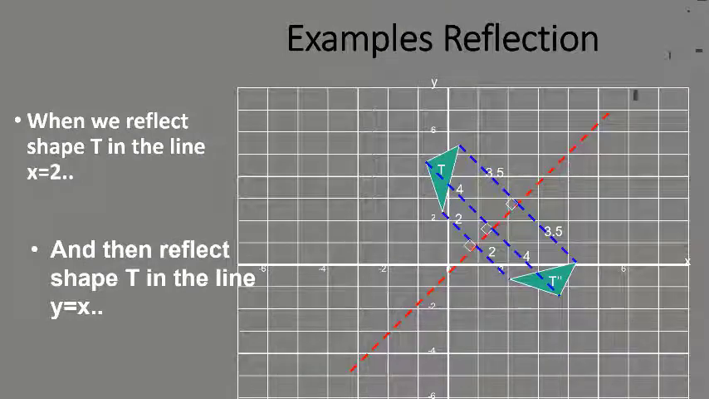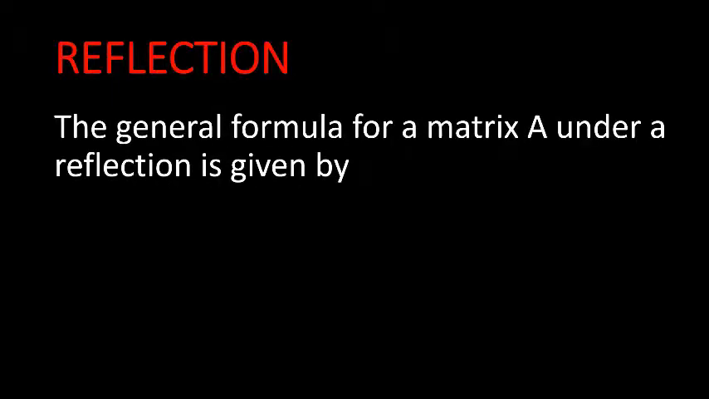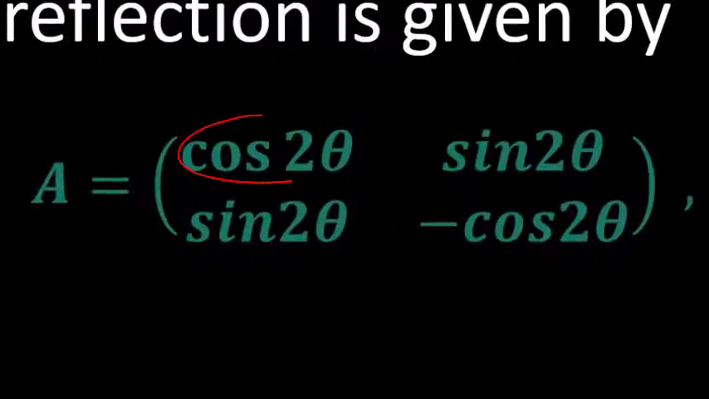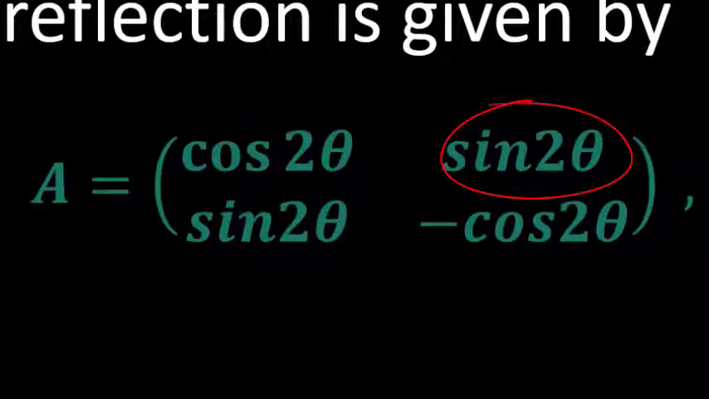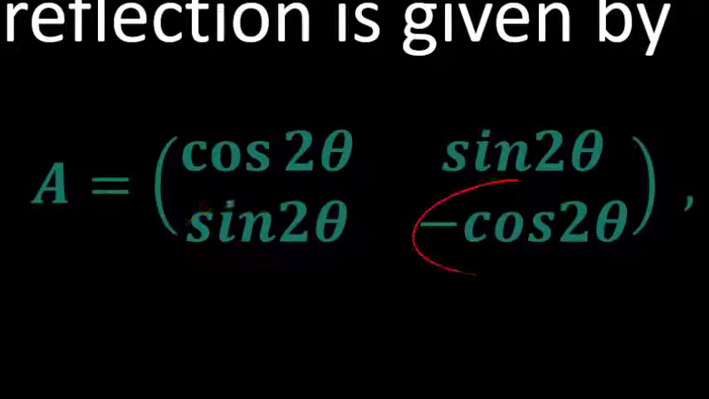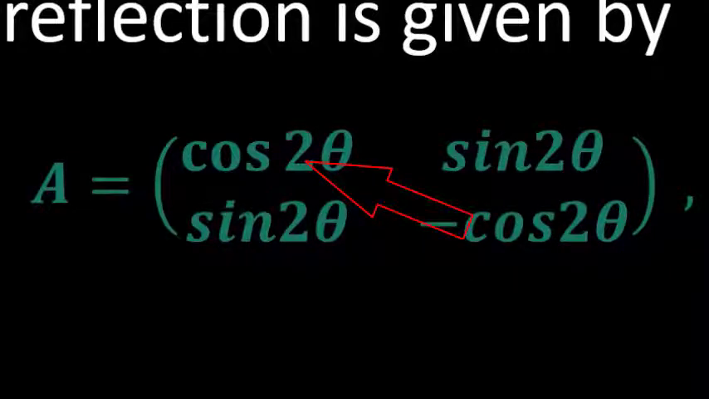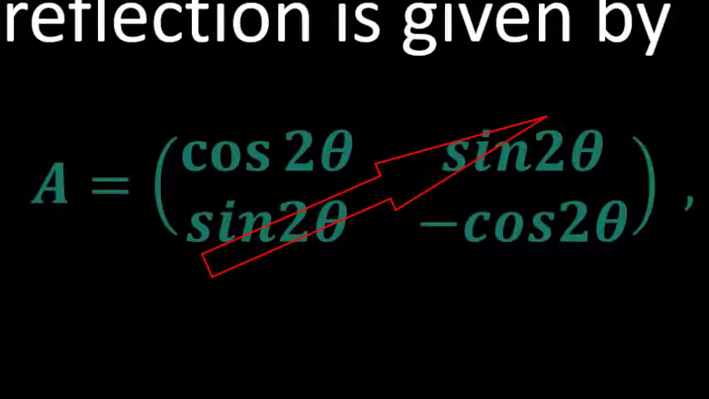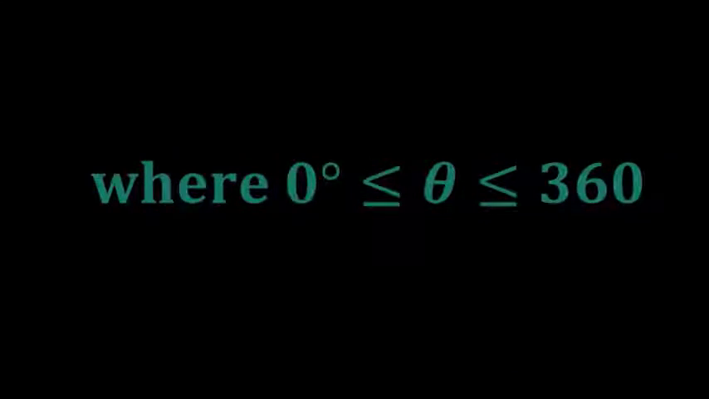Now reflection, the general formula for a matrix A under a reflection is given by A equal to cos 2 theta, sin 2 theta, sin 2 theta, negative cos 2 theta. To remember this formula, let's see that cos 2 theta is on the leading diagonal and sin 2 theta is on the other diagonal, where theta is an angle between 0 degrees and 360 degrees inclusive.